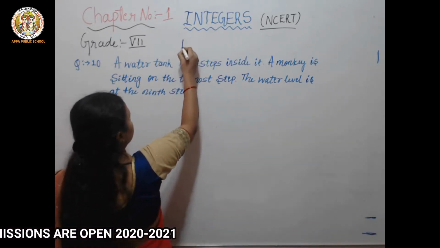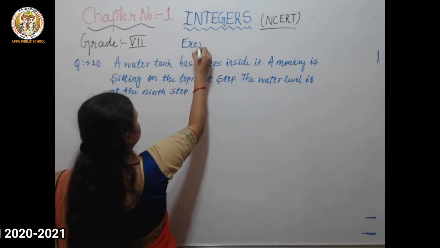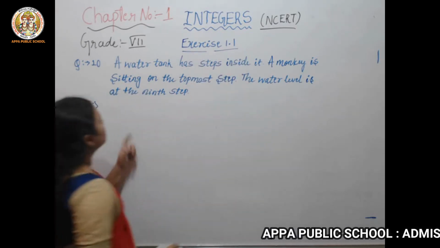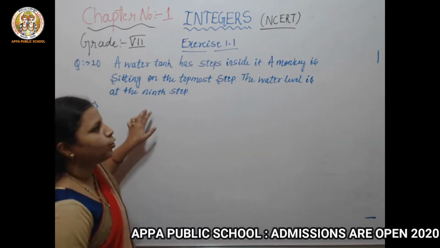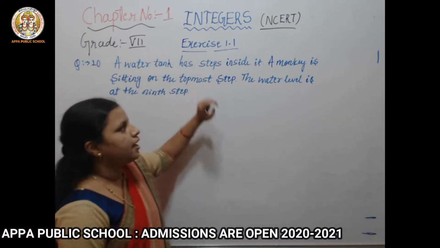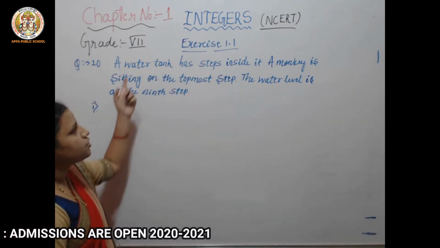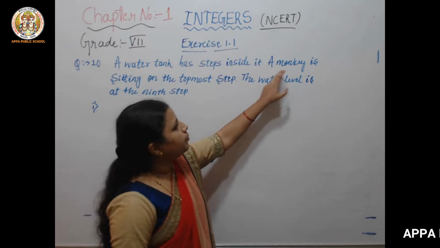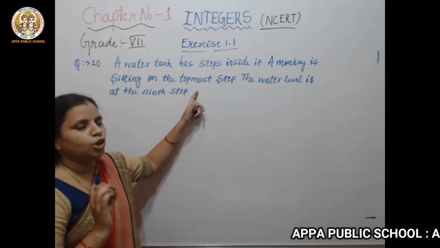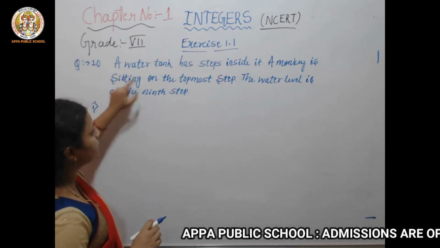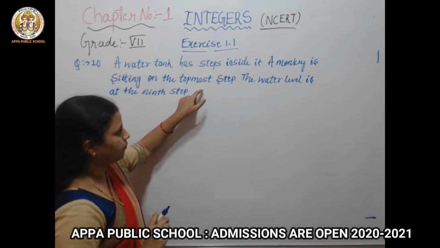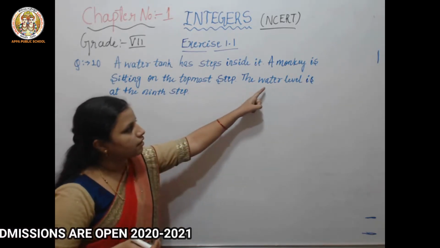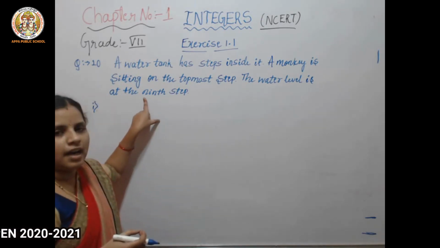Exercise 1.1. Today I will explain the 10th problem: a water tank has steps inside it. A monkey is sitting on the topmost step. Where is the monkey sitting? At the topmost step. The water level is at the 9th step. So where is the water? Water is at the 9th step.